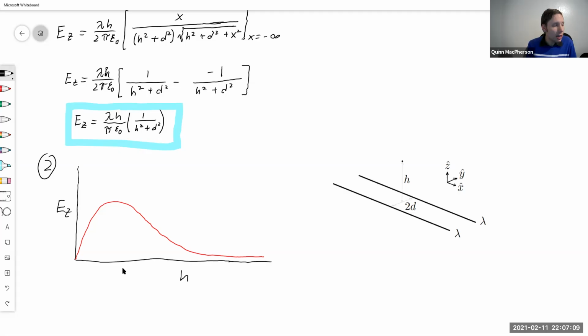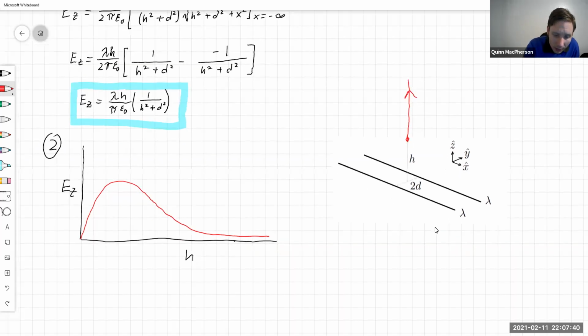Question number 3 asks us to perform a path integral to find V. So basically what we're going to do is perform a path integral from here up to infinity, because we know the potential at infinity is 0. If we do a path integral from here to infinity, we can determine the potential difference between infinity and here, that is, what the potential is here. So let's do it that way.